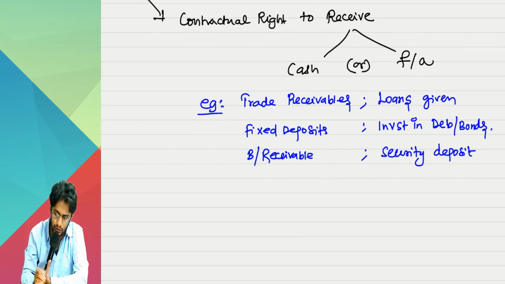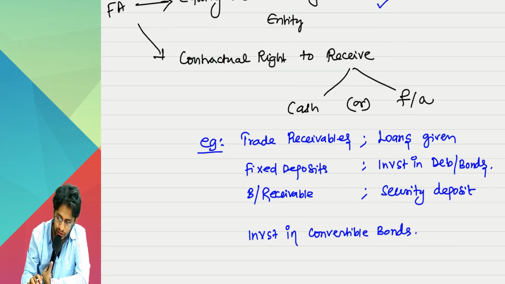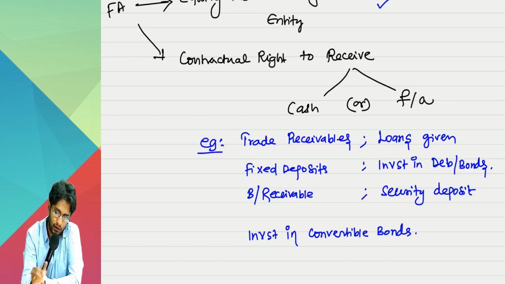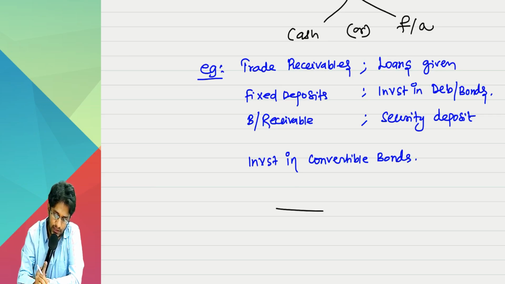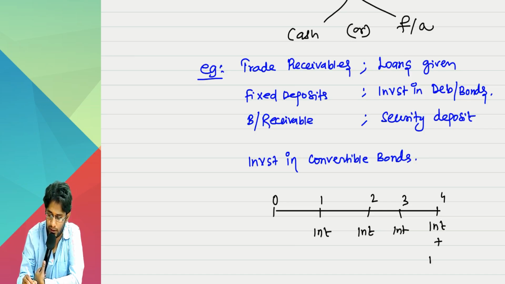How many examples are there? You tell me, is this a financial asset: investment in convertible bonds? Peacefully think and answer. Investment in a convertible bond. First of all, what all cash flows will be there in a bond? Suppose I have a 4-year bond. For the next 4 years I will have a right to collect cash in the form of interest. Normally, if it is a redeemable bond, at the end I should get the maturity value in cash.